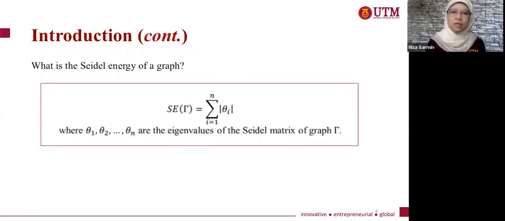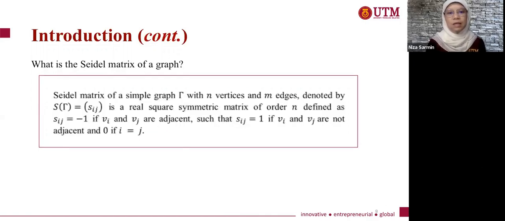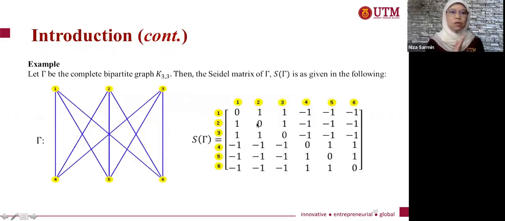And what is the Seidel energy of a graph? So the Seidel energy of a graph is the sum of the absolute value of the eigenvalues of the Seidel matrix. And the Seidel matrix is a little bit different than the adjacency matrix, in which the Seidel matrix of a simple graph gamma with n vertices and m edges, we denote as S, is a real square symmetric matrix of order n, defined as -1 if they are adjacent, and 1 if they are not adjacent, and again the diagonal is equal to 0.